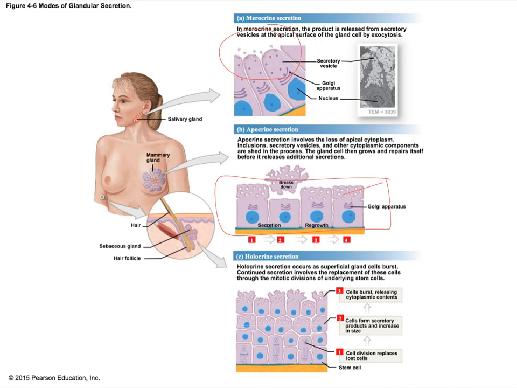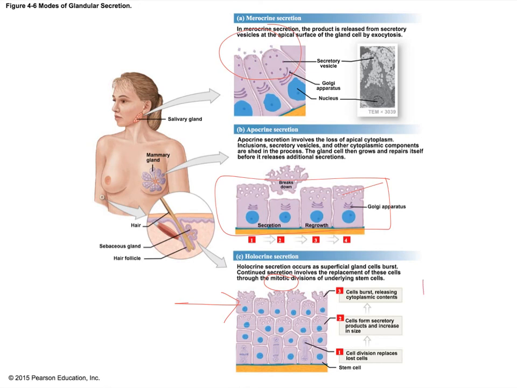And then we have holocrine secretion. It says down here, holocrine secretion occurs as superficial gland cells burst. Superficial, remember, means towards the surface. So these cells up here, the cells themselves burst. Continued secretion involves the replacement of these cells through mitotic divisions of underlying stem cells. If you look at that word mitotic, I said that yesterday or on Friday in class. Turns out it is a word. I wasn't totally making that up.